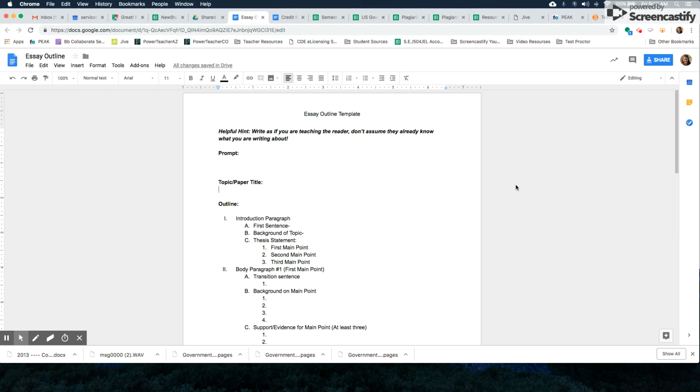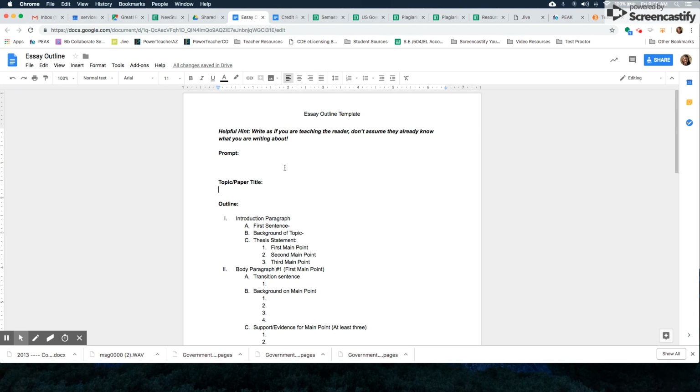So the first part of the paper right here is the space for the prompt. I want you guys to use the prompt area to actually write out the prompt. When you write out the prompt, it allows you to really read it and be able to follow any of its directions. So as you write out the prompt, go back and reread it again and put in bold any descriptive words that it's asking you to do.